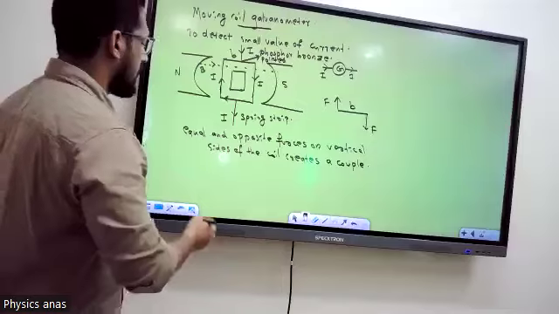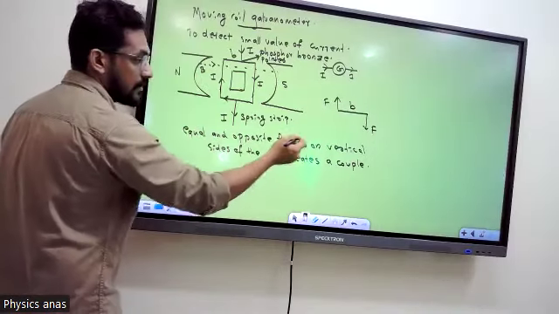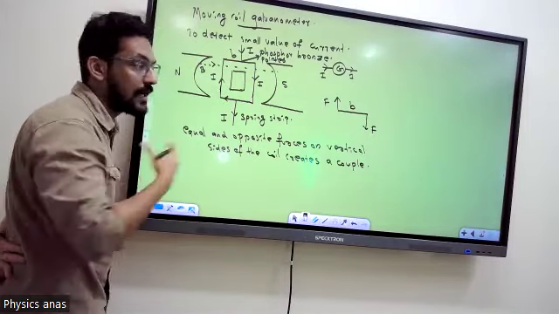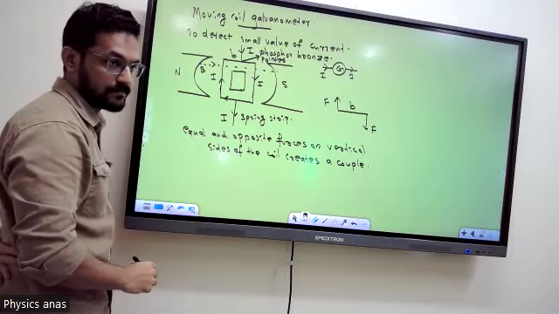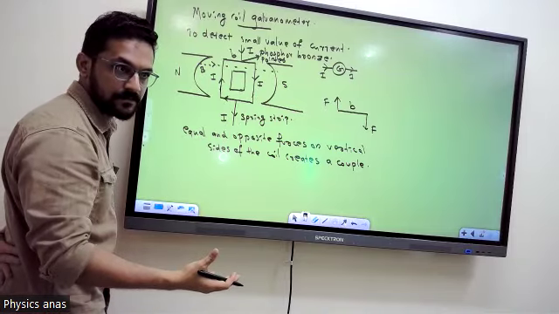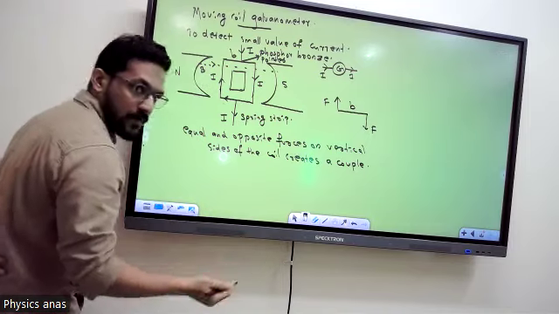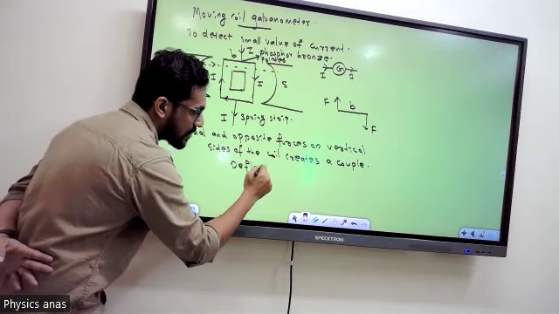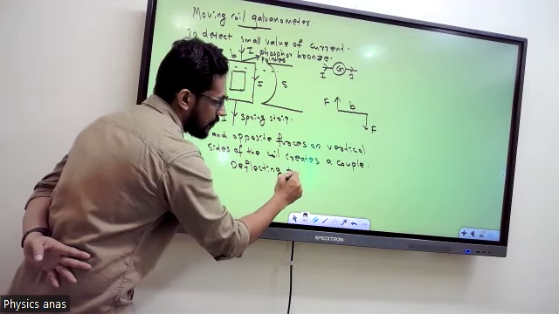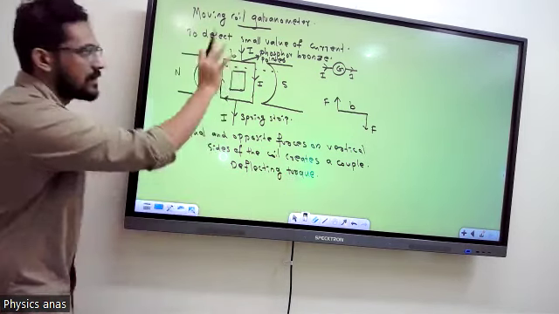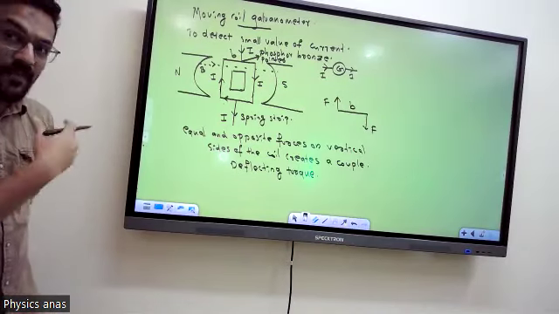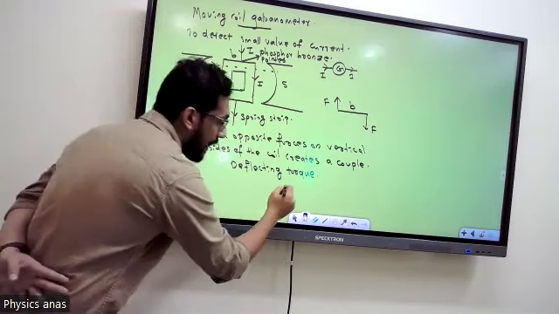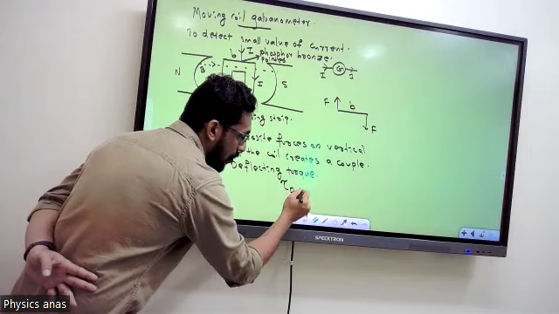Then there is a couple, and the moment of the couple, or torque, I can call deflecting torque. I am writing the value of that torque. I am calling it deflecting torque because this torque is deflecting the pointer. Can you understand that?